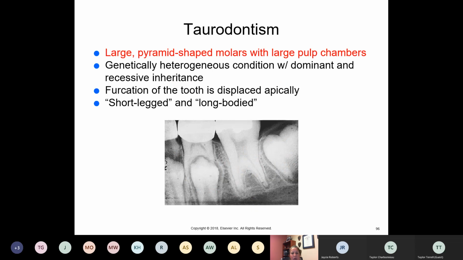Here's our taurodont with the short legs and long body. It's just a large pyramid-shaped molar with large pulp chambers. It's a genetically heterogeneous condition, and it has dominant as well as recessive inheritance patterns. The furcation of the tooth is displaced apically, so you can see that the furcation is very low on the tooth, and they look like they have little short legs and a really long body. And that was associated with, I believe, amelogenesis imperfecta, the type 4 that we were talking about.